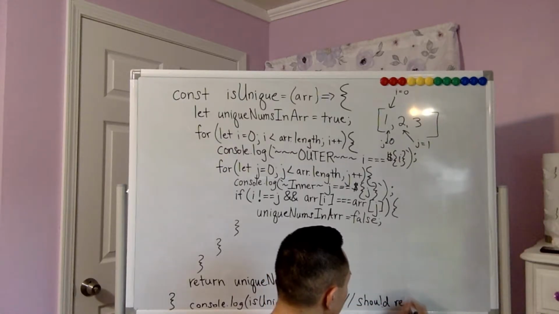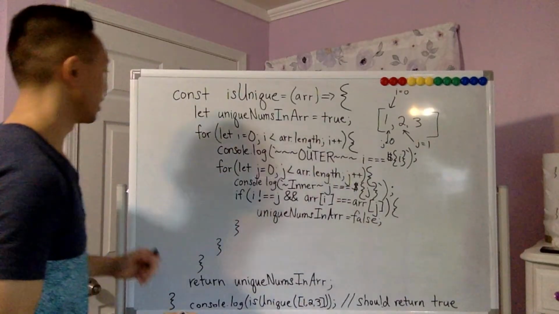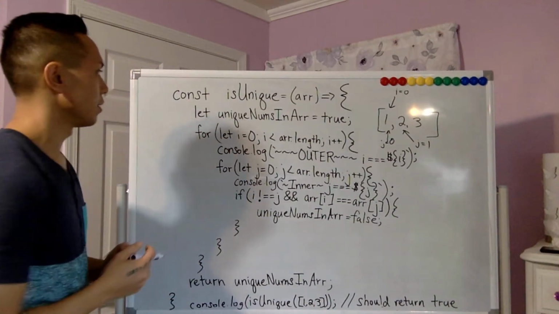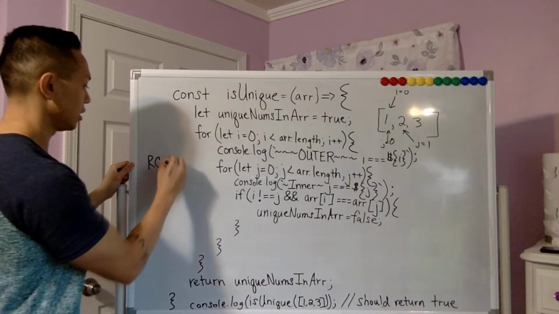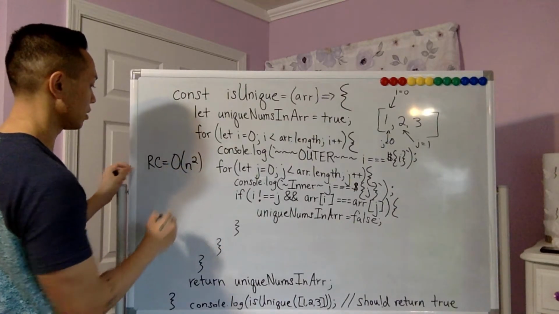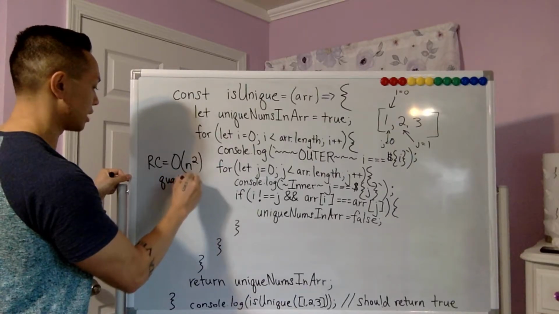Should return true, right? And if we're talking about runtime complexity of this algorithm here, we're going to say that the runtime complexity is big O of n squared, also known as quadratic, which is not the best, right?